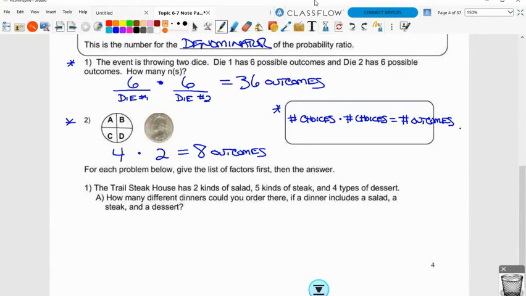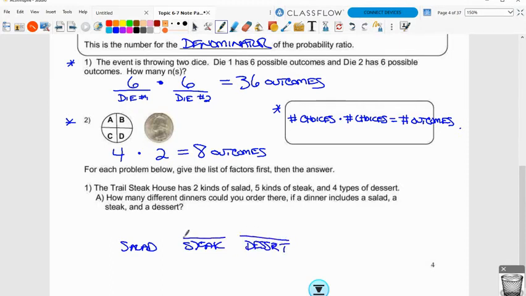In our next example, it says that the Trail Steakhouse has 2 kinds of salad, 5 kinds of steak, 4 types of dessert. The first question wants to know how many different dinners could you order there if a dinner includes a salad, a steak, and a dessert? Okay, so you have to make a choice of 3 different items: a salad, a steak, and a dessert.